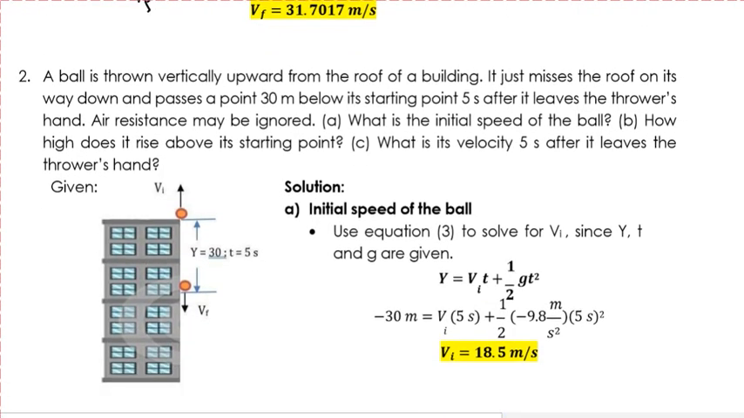Okay, so a ball is thrown vertically upward from the roof of a building. It just misses the roof on its way down and passes the point 30 meters below its starting point 5 seconds after it leaves the thrower's hand. Air resistance may be ignored. What is the initial speed of the ball? How high does it rise above its starting point? What is its velocity 5 seconds after it leaves the thrower's hand?